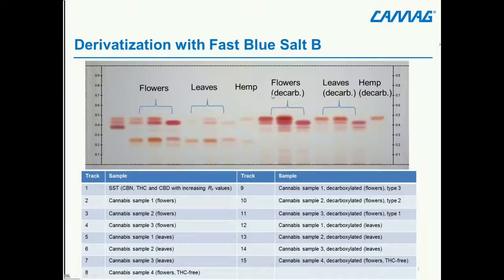Then we can have the same samples, flowers and leaves, decarboxylated. And what you can see then in the difference is here in the bottom part of the plate, you have the cannabinoid acids, which are transformed during decarboxylation to the cannabinoid. So here in this one we have THC acid and CBD acid, and after decarboxylation it has a lot of CBD and THC.